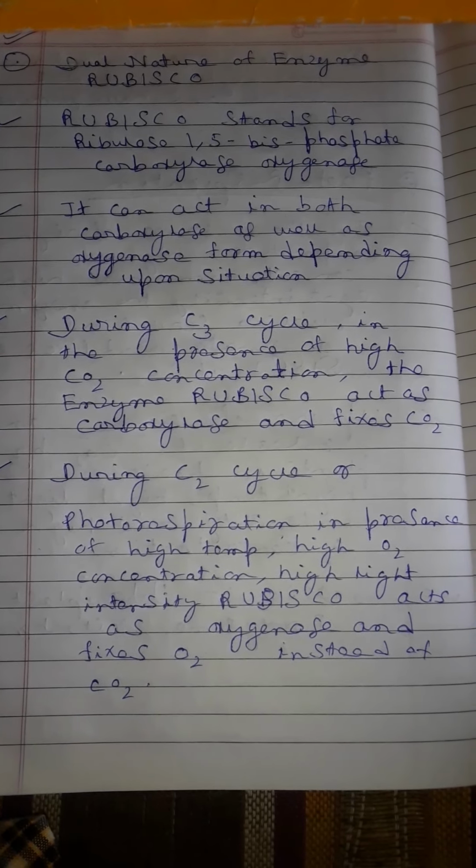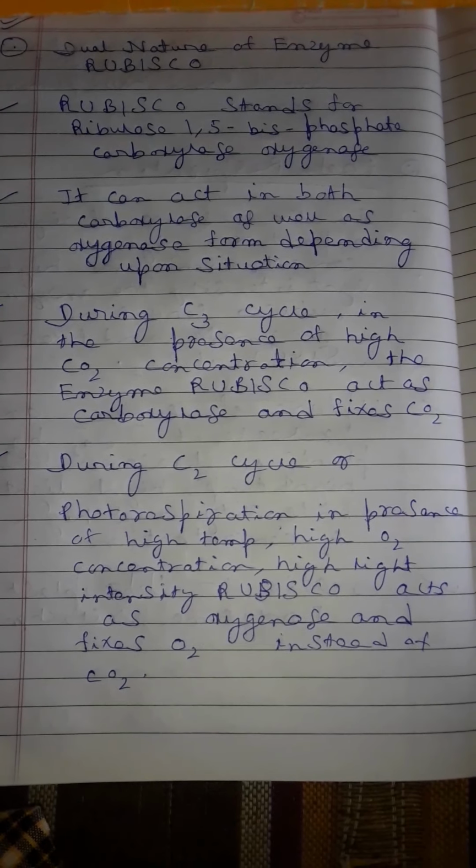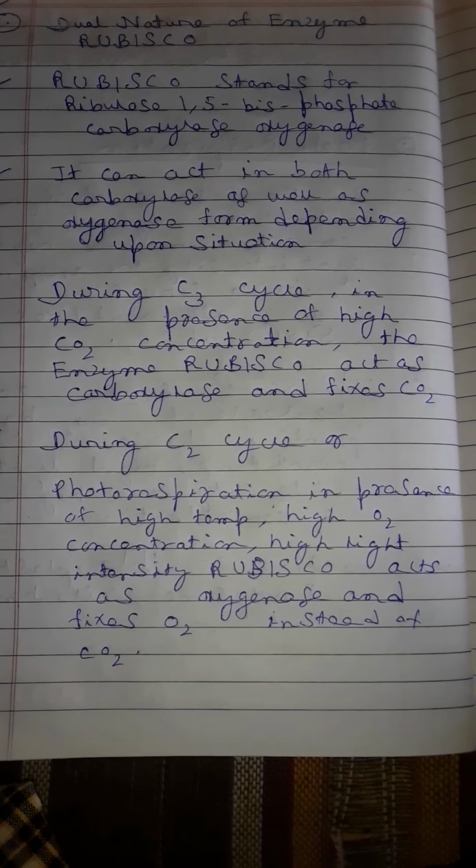During C2 cycle or photorespiration, in the presence of high temperature, high oxygen concentration, high light intensity, Rubisco acts as oxygenase and fixes oxygen instead of carbon dioxide.